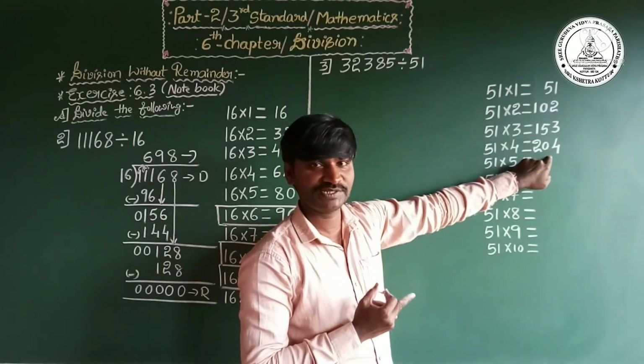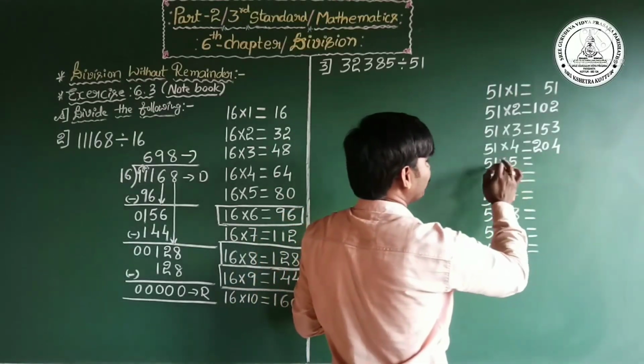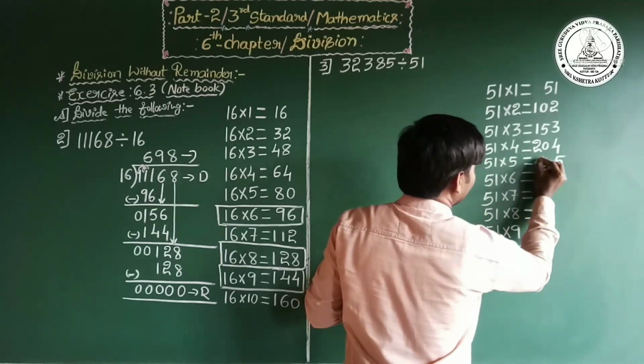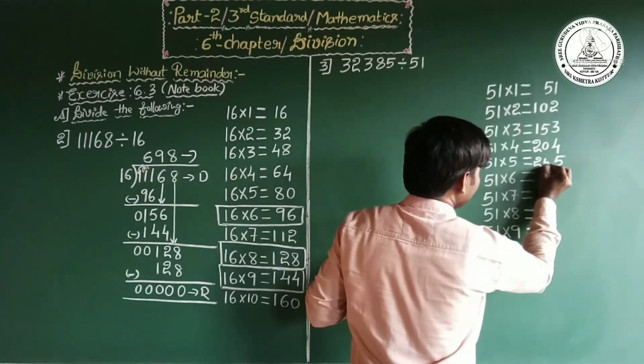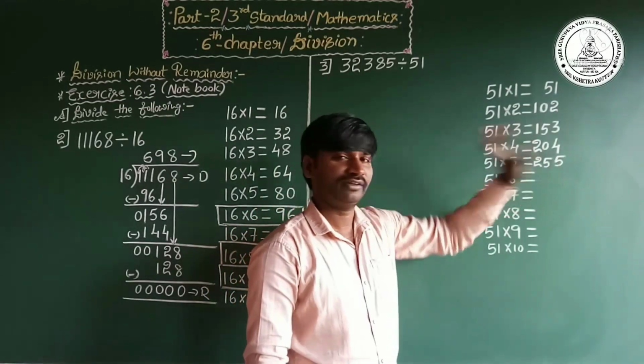Are you understanding, dear student? Yes, observe carefully. The next, 51 5s. It means 5 1s are 5. You write 5. Then 5 5s are, yes, 25. 5 5s are 25. It means 51 5s are 255.